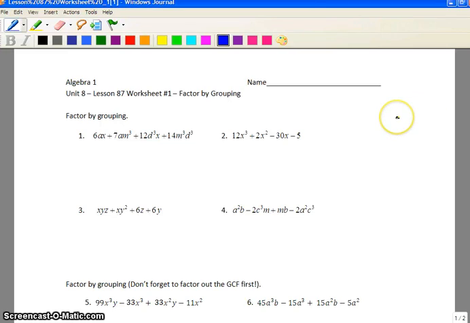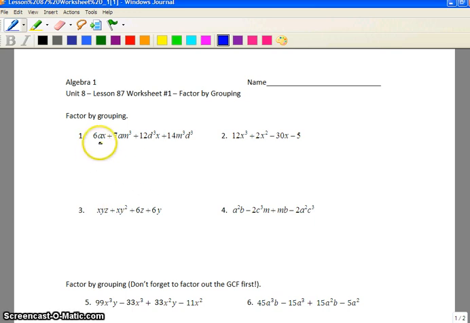Okay, we're taking a look at lesson 87, worksheet number 1. This is all on factoring by grouping. I'll just go through a few of these examples and hopefully you can follow along with what you have in front of you, or even just writing it down to make sure you understand what's happening. I'll start with number 1.